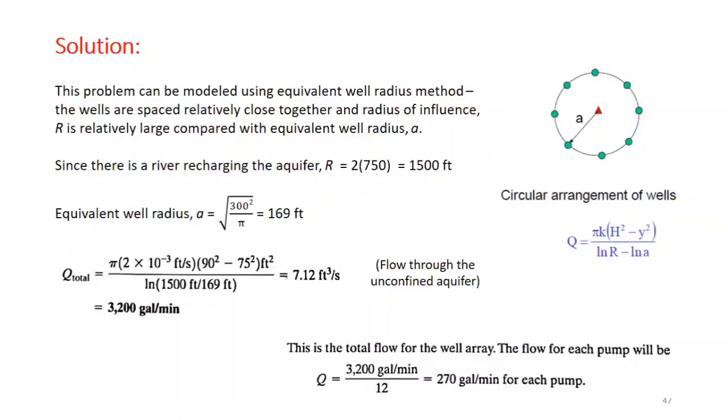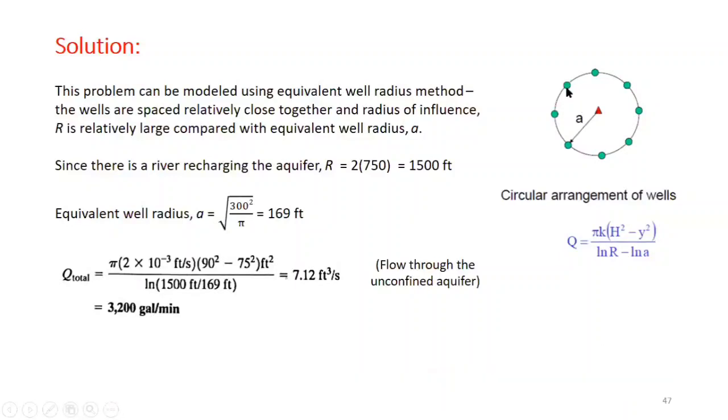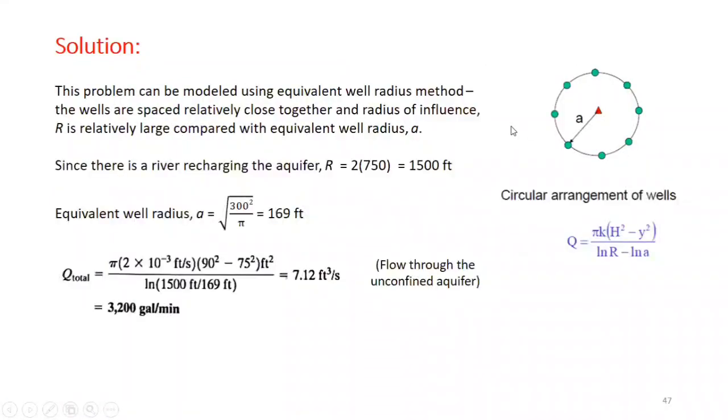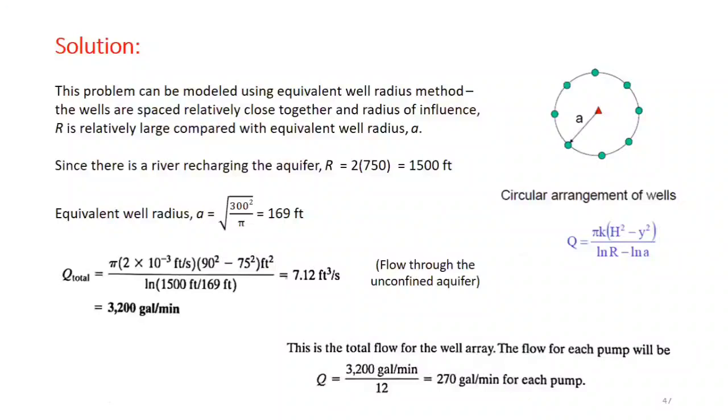Because you are looking for the capacity of the pump, if we see the figure itself, we can see how many pumps are proposed. You have 12 pumps. So you can get the capacity of each pump as 3200 divided by 12, which is about 270 gallons per minute for each pump. And of course, using the table we have just seen before, you can see the diameter, the size of the pump itself.